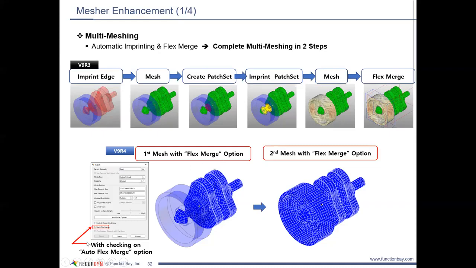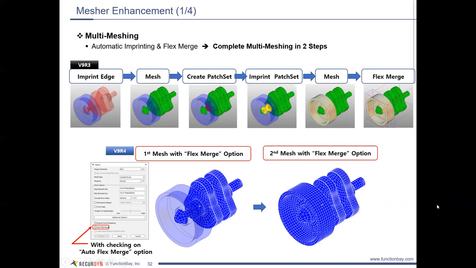So with this new capability in V9R4, you simply check the RFlexGen Merge, and then you just do your first mesh, and then you do your second mesh, and things will be merged together in that body. So it really takes a lot of tedious work out of the equation when you're doing these multiple meshes.